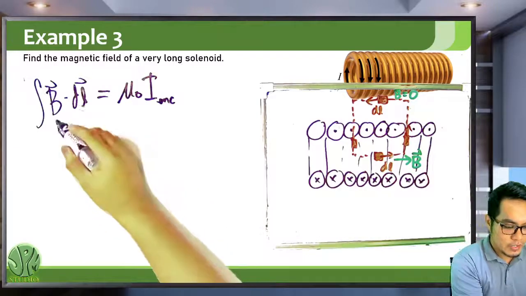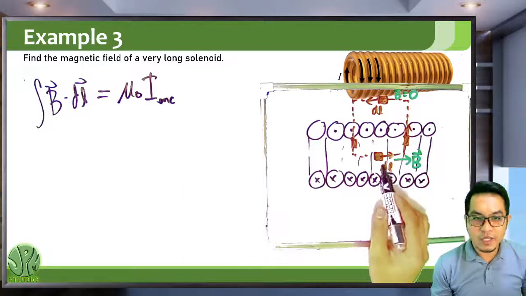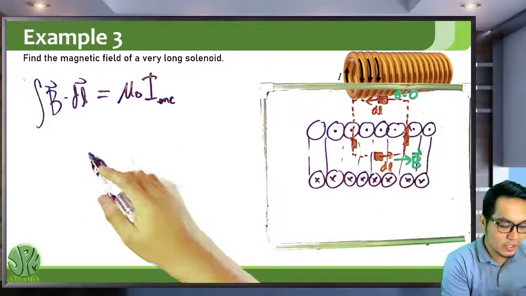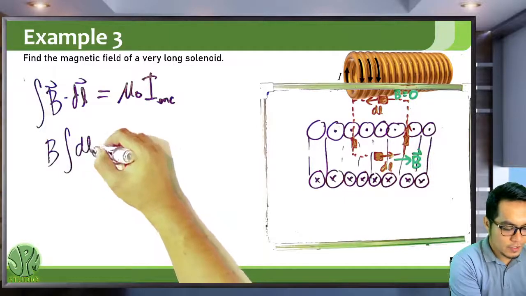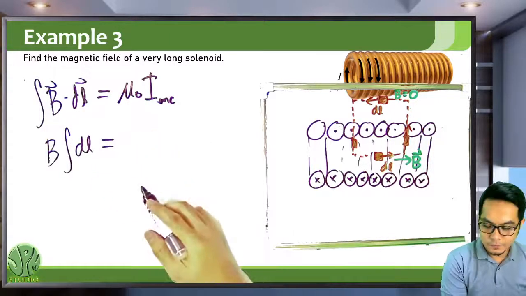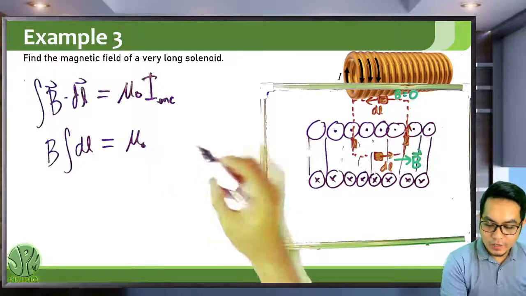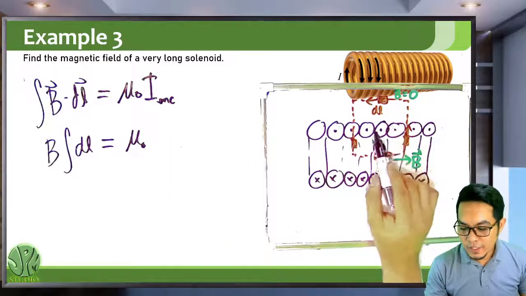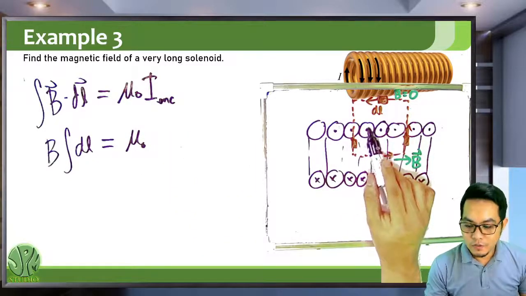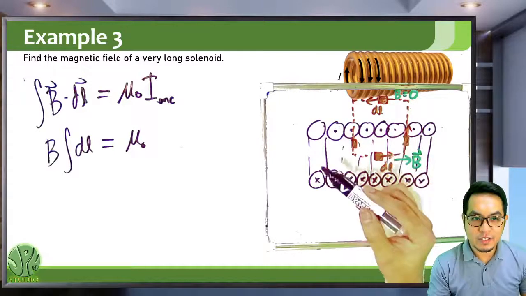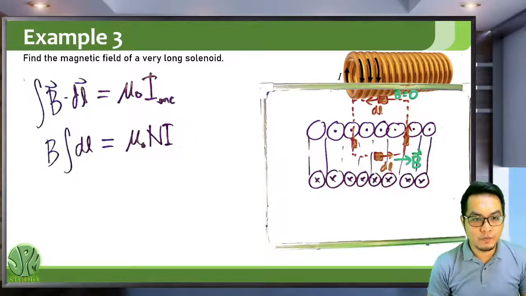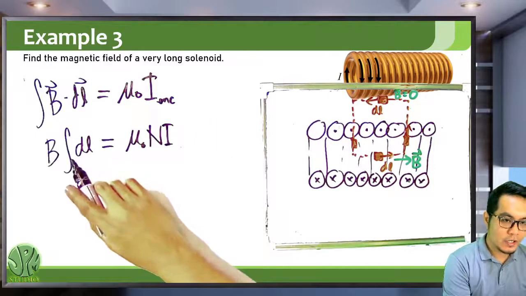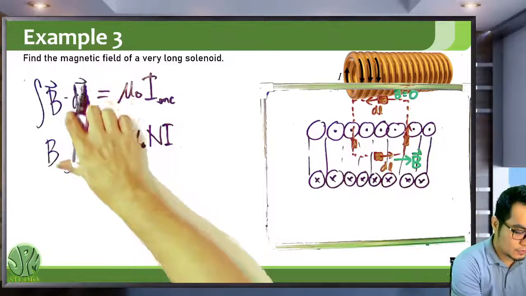So in this case, it's just one dl that contributes to this integral. So you'll have the closed integral of B dot dl equal to mu naught times the current enclosed. Each of these currents is I. So how many currents are enclosed? It's the number of currents, so n times I, depending on the number of turns. So the integral of dl here is the total length.